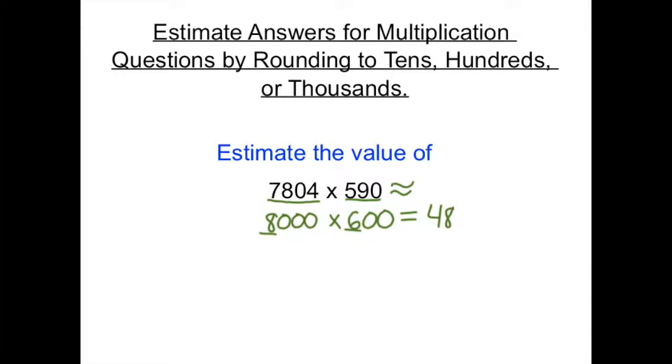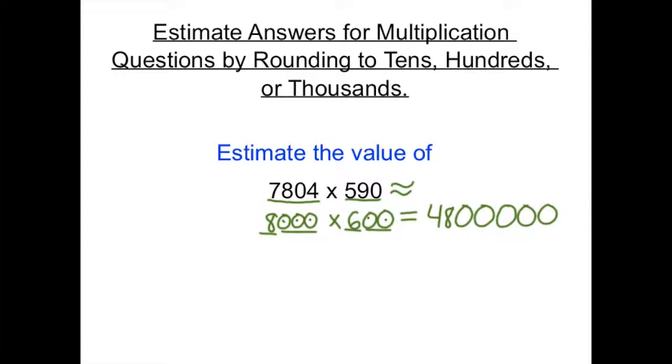Now I have to take a look at the place value to figure out how many zeros I have to add to the end of this number. Because I know 8,000 times 600 is not 48. We know that here we had 8,000 and here we have 600. So I'm going to need to add 1, 2, 3, 4, 5 zeros to my answer to make sure that I've put the 48 in the correct place so that it's representing the correct place value.